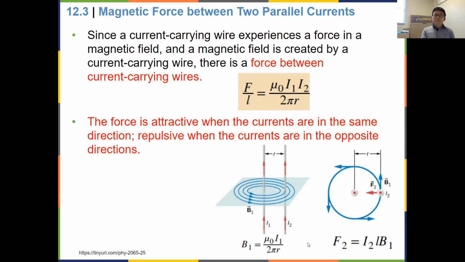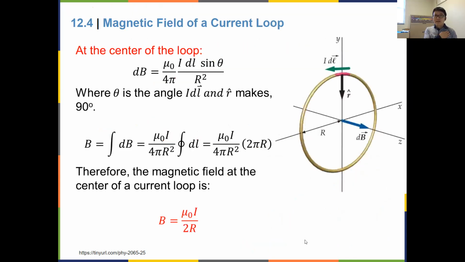We also look at the magnetic field produced by a current loop at the center of the loop. In that case, again, you start with the Biot-Savart law for the magnitude, and then integrate through the whole loop. At the center, it gives you a magnetic field of mu naught I divided by 2R.